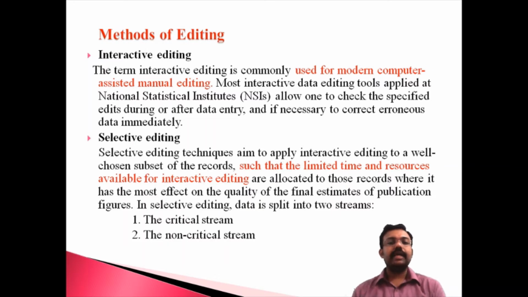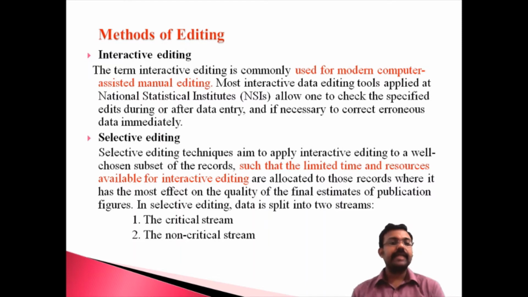As an example, a National Institute allows one to check the specified edits during or after the data entry, and to correct erroneous data immediately. That means the checking process. This type of editing always ensures the reliability of the data. Suppose you are collecting a lot of data, and then interactive editing is performed by the computer. The computer is performed with manual assistance. That means human support is essential for the computer editing. So it is used for modern computer assisted manual editing.